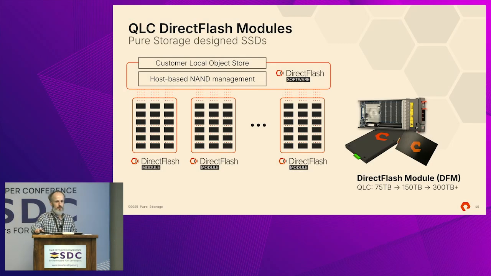The DirectFlash module, right here, or DFM, is a modern take on the design of an SSD. Current QLC DFMs are available in capacities from 18 to 150 terabytes. 300 and 600 terabytes are in development, and we're already planning for even higher capacities. The DFM is an efficient foundation for building hyperscale data storage nodes. But first, we must understand how it differs from a traditional SSD.